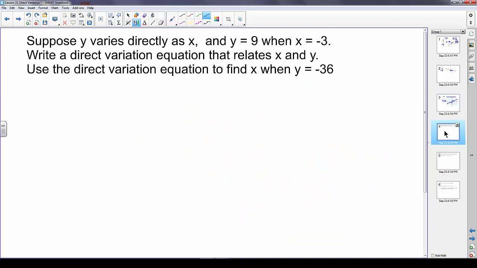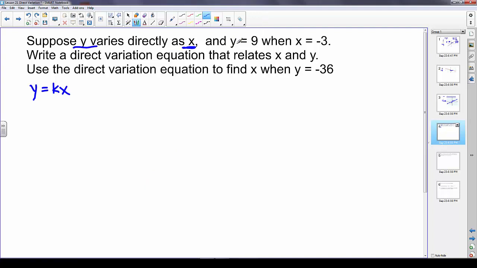Sometimes direct variations can be written in this form, and there's a couple of ways to solve these. It says suppose y varies directly as x, and y equals 9 when x is equal to 3. Well, we said before, direct variation is y equals kx. So you'll notice it says y varies directly as x. The first term is always isolated by itself, and if it varies directly, then the thing that it varies directly as is on the other side of the equal sign with the k.